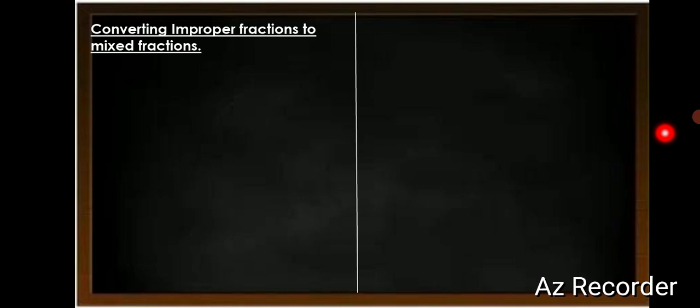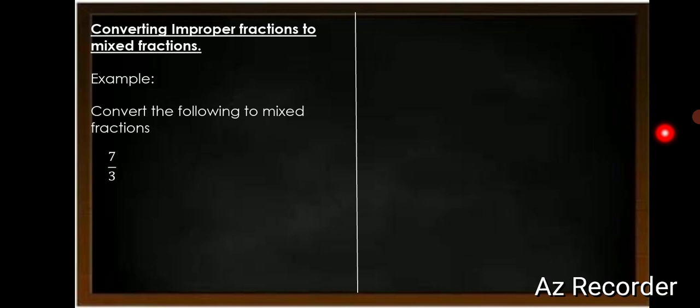Now let's take a look at how to convert improper fractions to mixed fractions. Example, convert the following to mixed fractions. We have 7 over 3. Take note that we only convert improper fractions to mixed fractions.